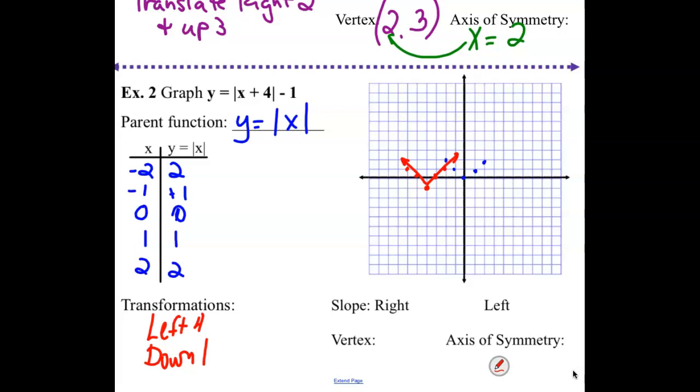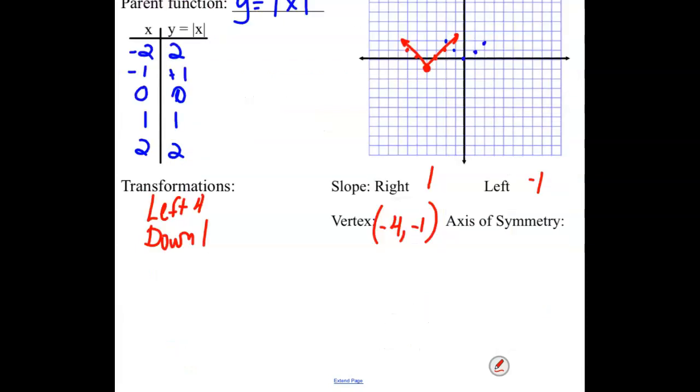Have we changed the slope at all? So on the right, I still have a slope of 1, and on the left, -1. What are the coordinates of my new vertex? And the equation for the axis of symmetry? X equals -4. My question for you, could we have answered all of those questions without seeing the graph?